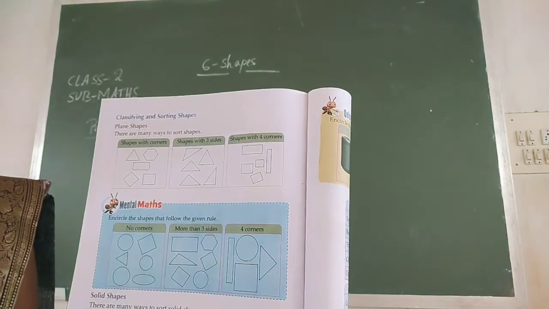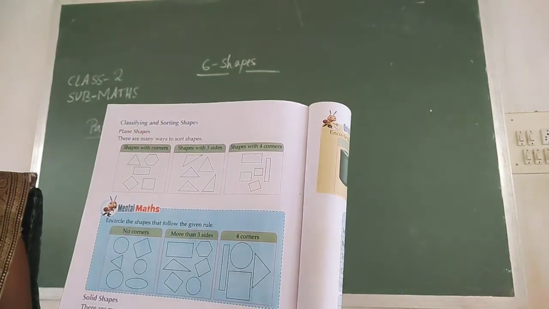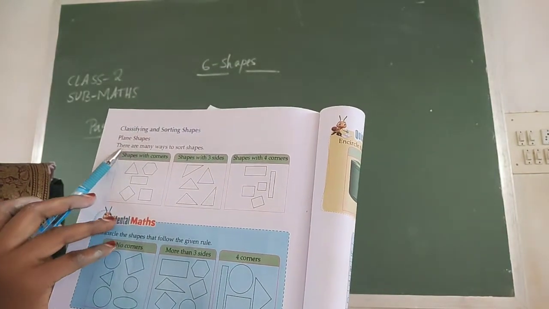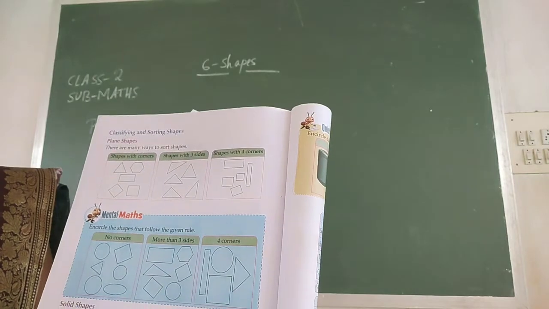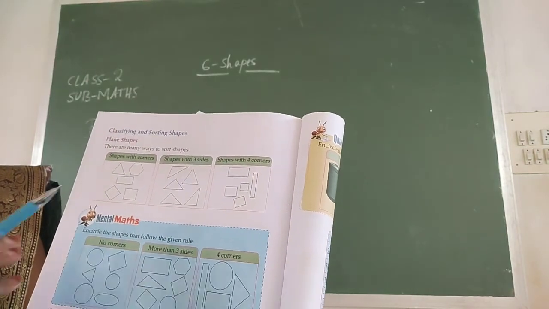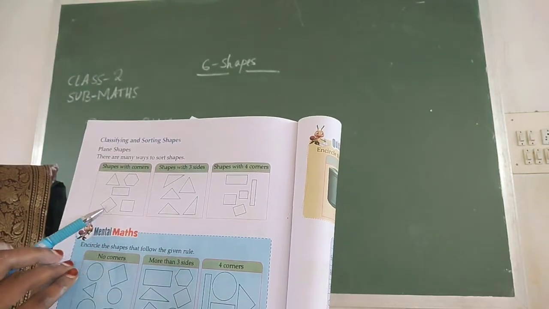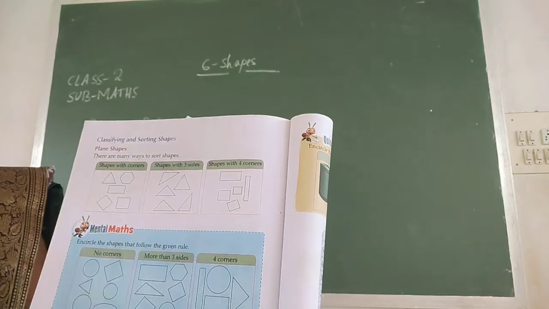Sorting shapes means identifying the shapes. So, plane shapes. There are many ways to sort shapes. That means there are many ways to identify the shapes. First, shapes with corners. Here they have given some shapes, and all these shapes have corners.